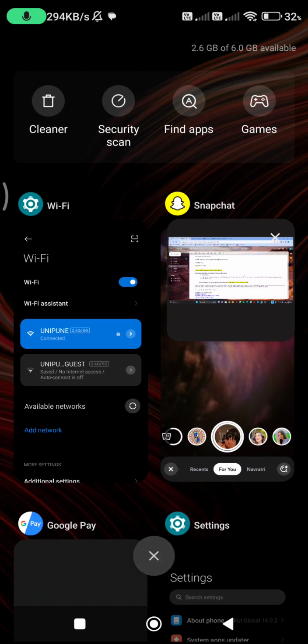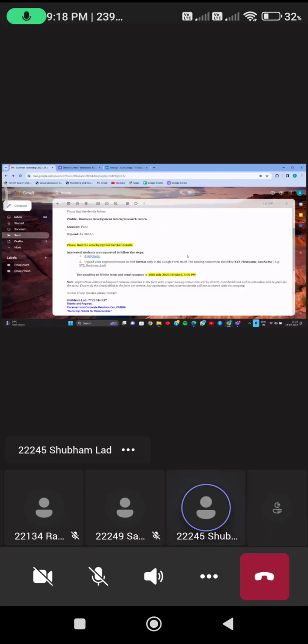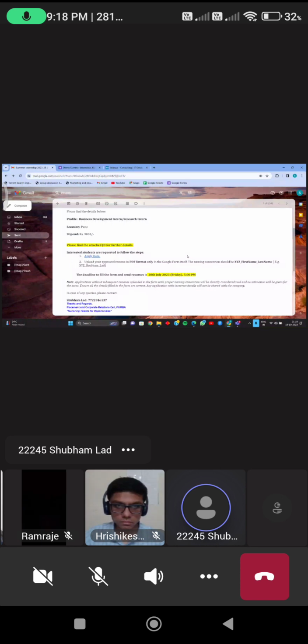So before you apply to the company, I request everyone to please go thoroughly through the JD. You cannot say that you did not know this or that about the internship. Everything about the internship is mentioned in the JD, and when you apply for any internship, it is presumed that you have gone through the JD.